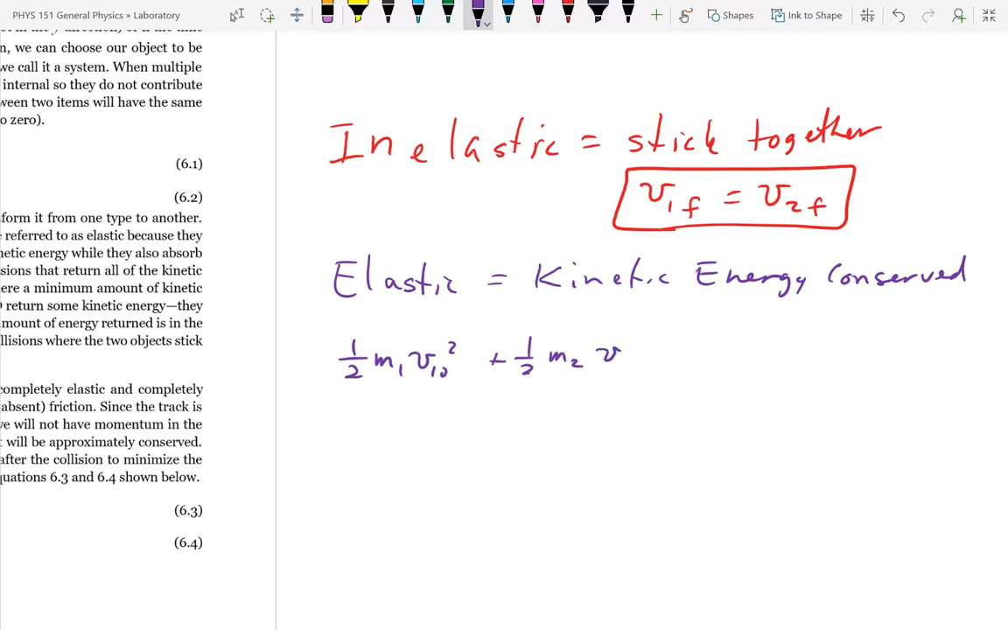So that means you're going to have 1/2 mass 1 V1 initial squared plus 1/2 mass 2 V2 initial squared equals 1/2 mass 1 V1 final squared plus 1/2 mass 2 V2 final squared. That equation is really not fun. Why is it really not fun? Because it has all those squared speeds.